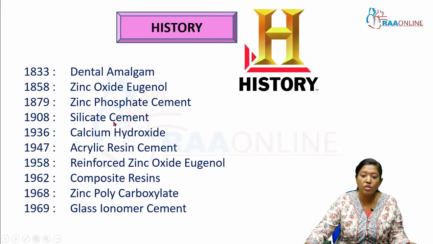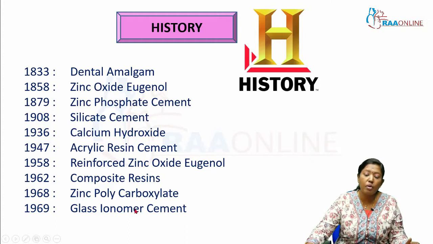Then 1908 is your silicate cement. Then 1936 is your calcium hydroxide. 1947 is acrylic resin cement. 1958 is your reinforced zinc oxide eugenol. 1962 is your composite resins introduced by Dr. A.L. Bowen. And in the year 1968, you have your zinc polycarboxylate cement, which again has chemical adhesion to the tooth structure.